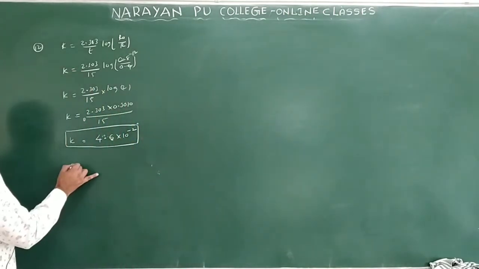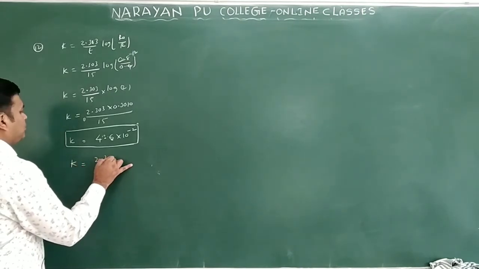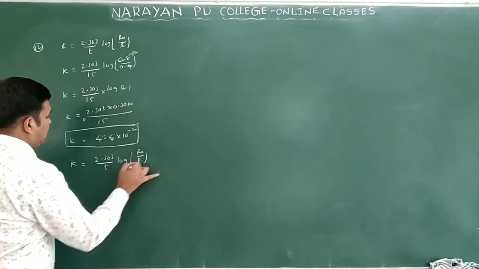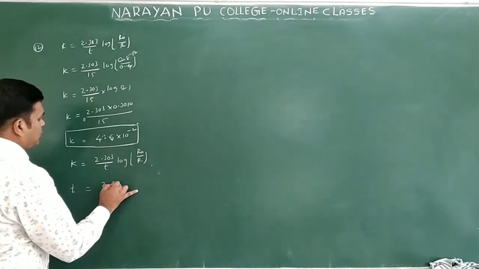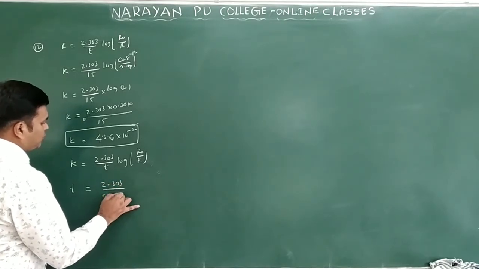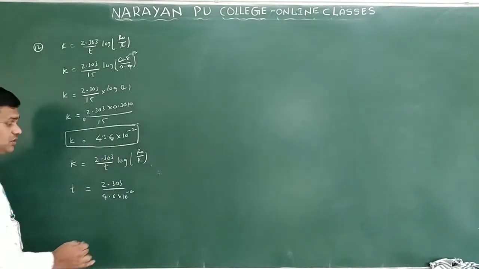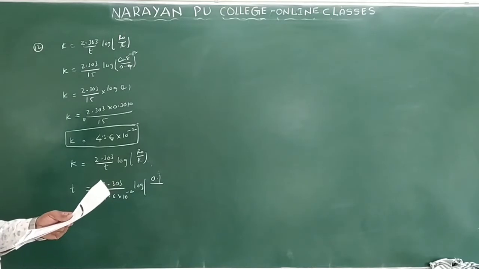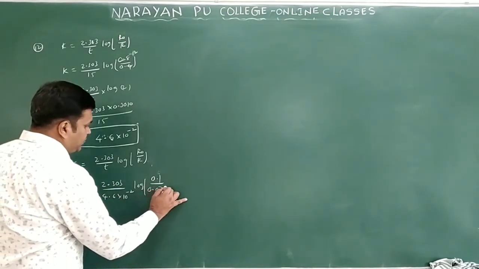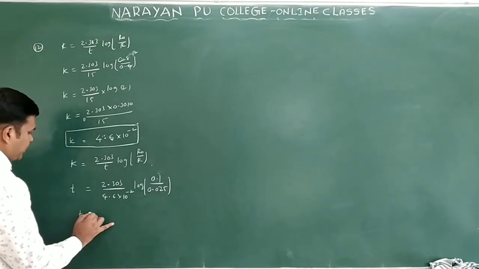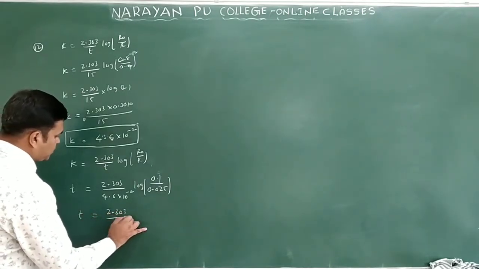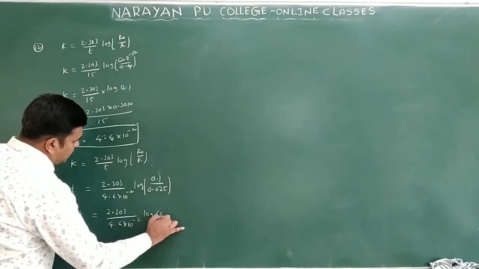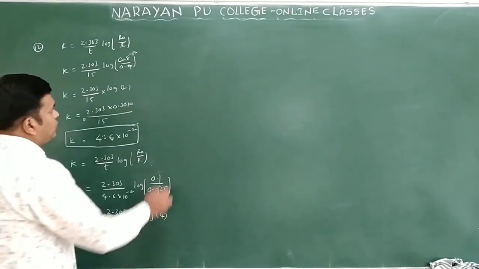The second one is also a first order reaction. So K is equal to 2.303 by T into log R naught by R. Here they are asking for the time. T is equal to 2.303 by 4.6 into 10 power minus 2, this is the K value, into log of the initial concentration 0.1 by 0.025. Clear? So T is equal to 2.303 by 4.6 into 10 power minus 2, and you will get log 4. Clear? Log 4 value, how much?